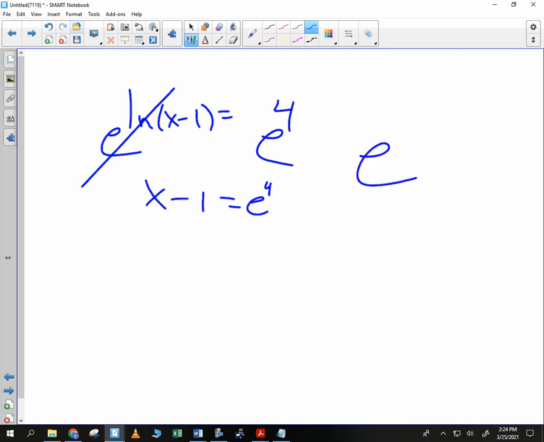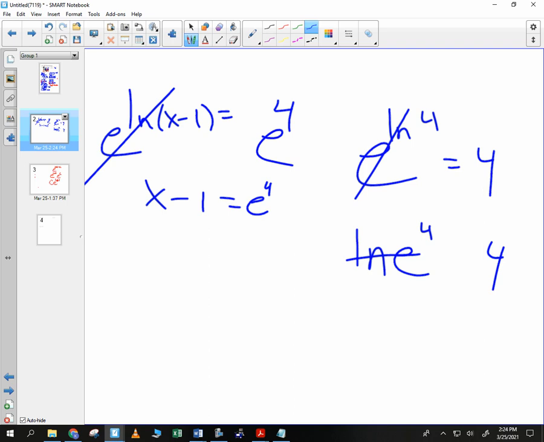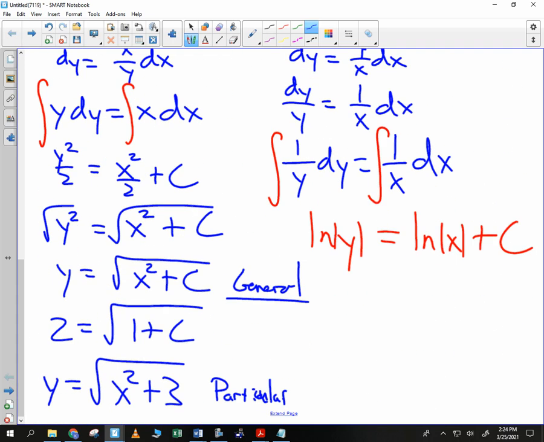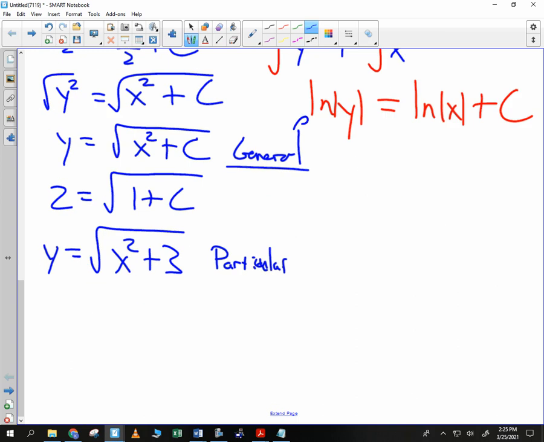Kind of like, if you had e to the natural log of 4, those would cancel, leaving you with just 4. If you had natural log of e to the 4th, those cancel, leaving you with just 4. Natural log and e are inverse operations. They make each other go away. So now that we've primed your memory there, we are going to get rid of our natural log by creating a base of e. And what we have is, that goes away, we're left with the absolute value of y is equal to e to the natural log of the absolute value of x plus c.